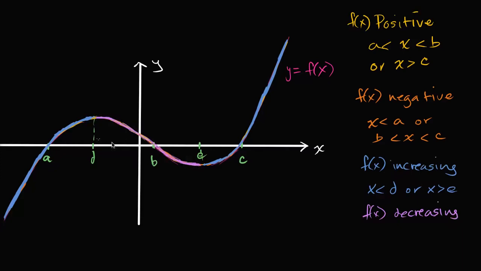But you see right over here, as you increase your x, what's happening to your y? If you go from this point and you increase your x, your y has decreased. You increase your x, y has decreased, all the way until this point over here. So f of x is decreasing for x between d and e.